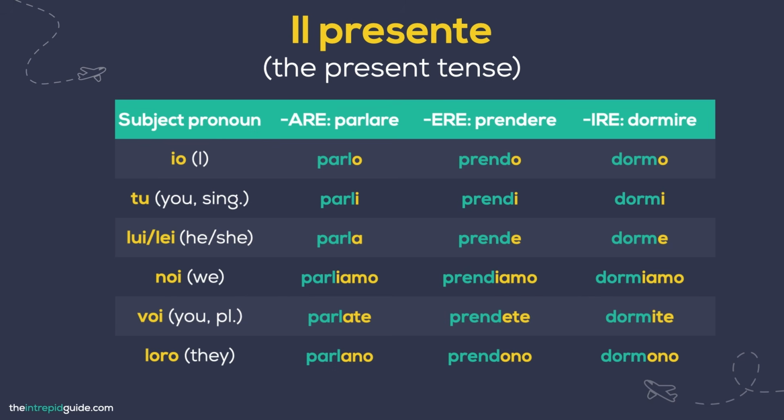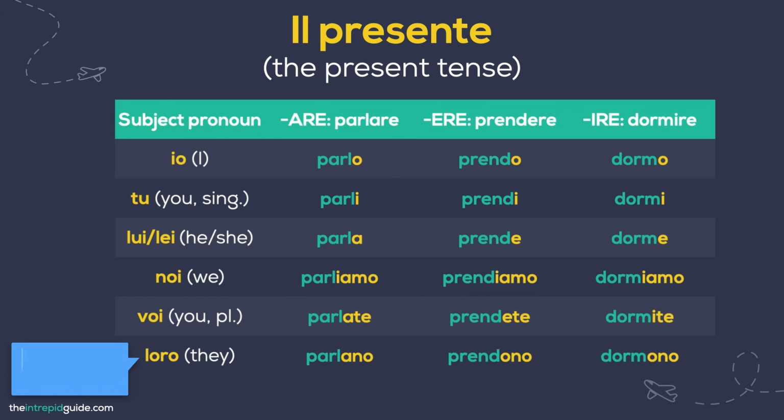The consonant stays, only the vowel changes. Lui, lei ends in a vowel. A for ARE verbs, parla. E for ERE and IRE verbs, so we get prende and dorme. Voi always ends in a TE. Just use the family vowel. Ate, ete, or ite. So we get parlate, prendete, dormite.